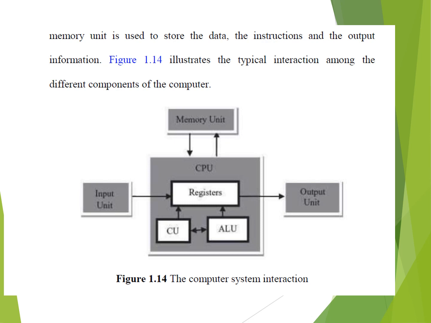Look at figure 1.4. Computer system interaction. Input unit. The CPU consists of registers, CU, ALU, and the memory unit. This leads to the output unit.